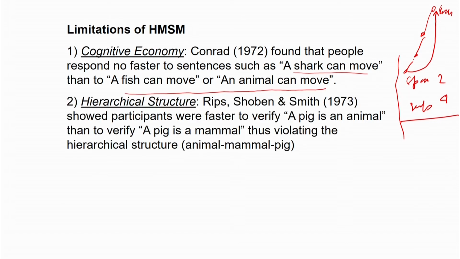Another problem was the structure of the hierarchy itself. Rips and Shoben-Smith showed that participants were faster to verify that a pig is a mammal than to verify that a pig is an animal.